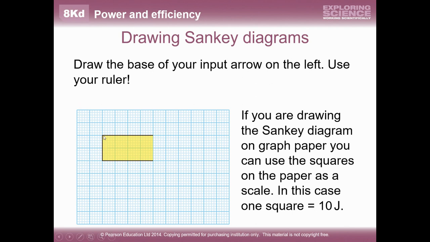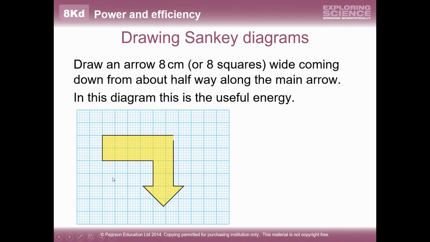And so you can see that the width of the start of this arrow is 10 small squares, which equals 100 joules. Now, going along the arrow, we then draw a downwards arrow. The width of this has to equal 80 joules, but we've stated that one small square equals 10 joules. So rather than 80 squares, it's going to be 8 squares in width. This represents the useful energy.